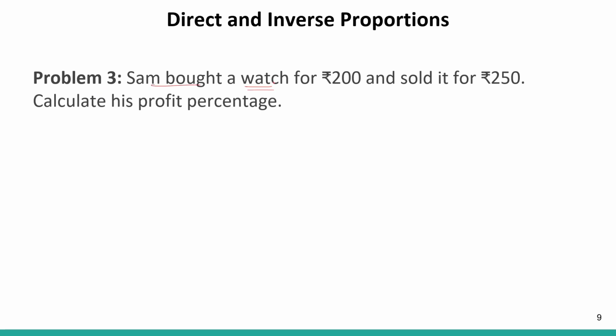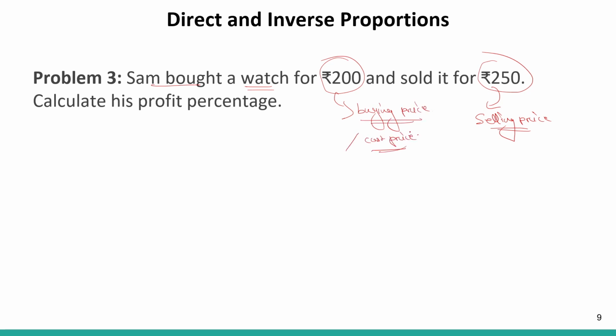Okay, what did he do? He bought a watch for 200 rupees and sold it for 250. So this will be the selling price, and this will be the buying price or cost price. Now, calculate his profit percentage. We want to calculate his profit percentage.